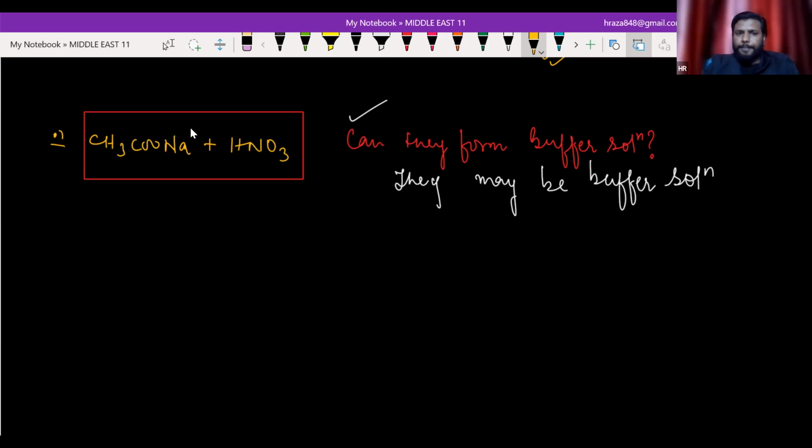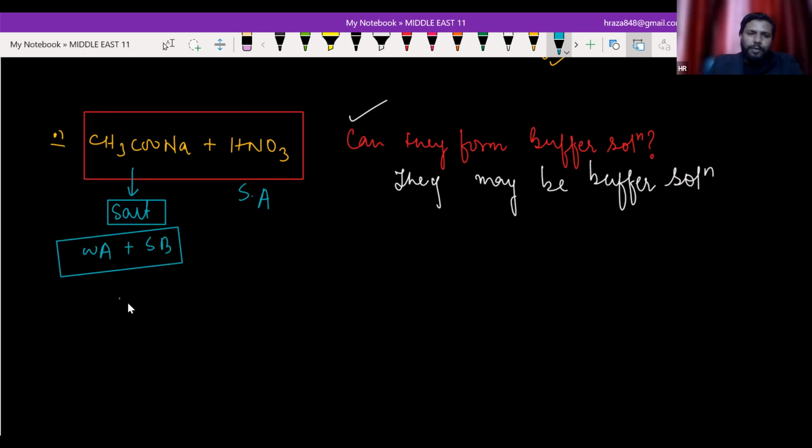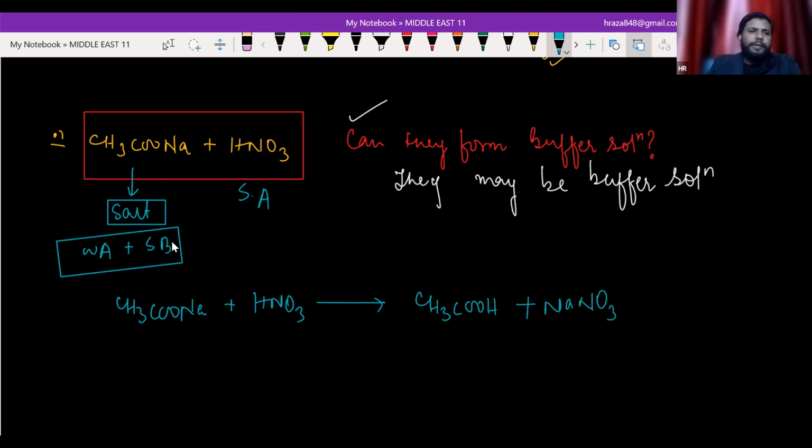No, sir, because this is a strong acid and this is a salt. This is the salt of a strong base plus a weak acid, right? What I basically want to say is that if you mix them, there will be a reaction between these two and it will form CH3COOH plus NaNO3, right?